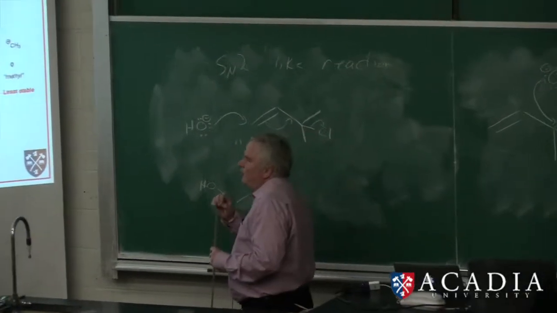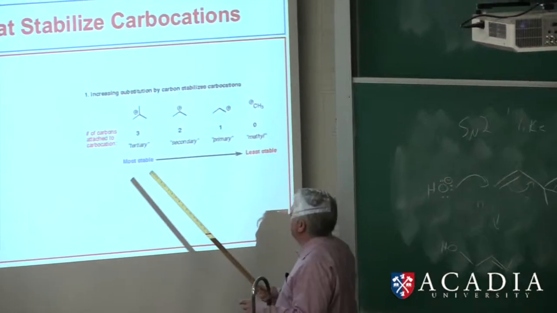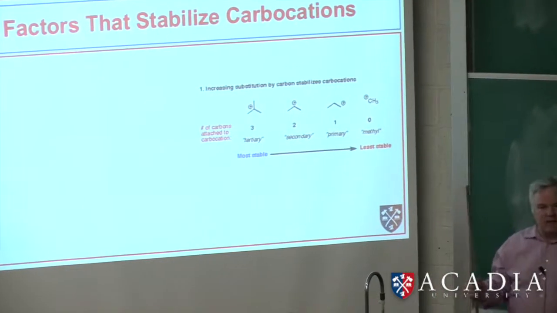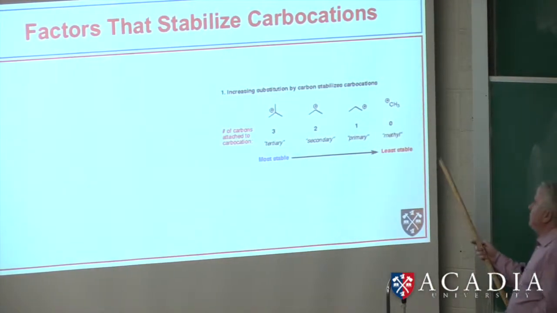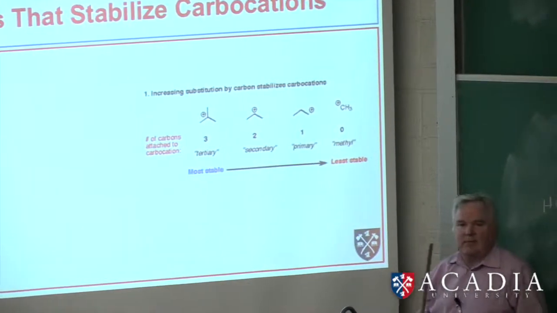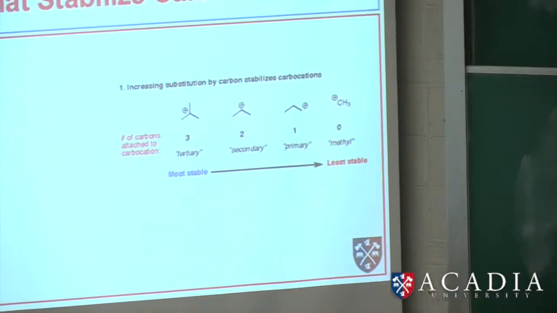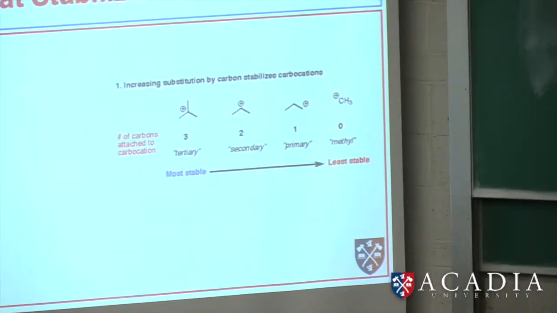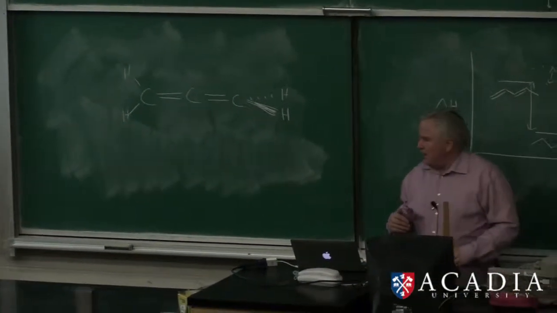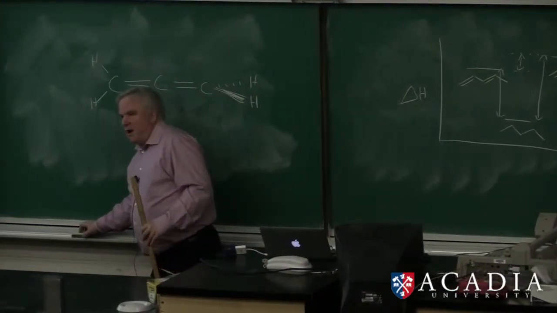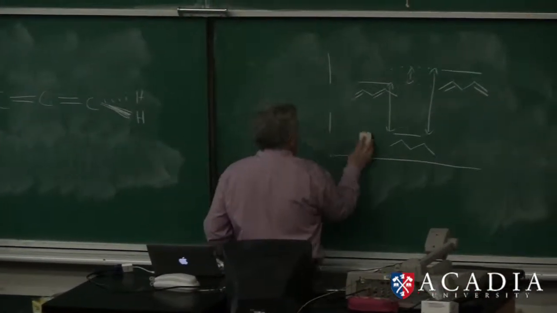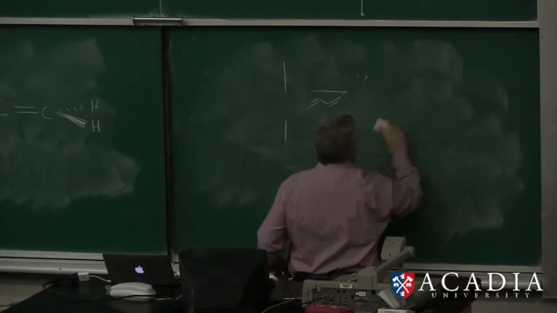So let's go back and talk about some factors that stabilize carbocations. Hopefully we remember from last semester, methyl carbocations are the most unstable of carbocations. As soon as we start replacing hydrogen atoms with alkyl groups, we start stabilizing that because alkyl groups are electron donating relative to hydrogen. And whenever we talk about things being electron donating or electron withdrawing for their inductive effects, we're talking about it relative to hydrogen. So that's something you want to remember.